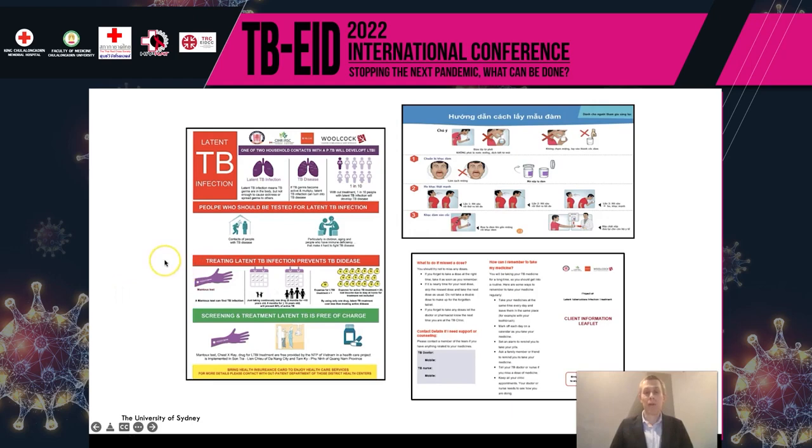This is an example of the material that was used. So this is in English, but it was translated into Vietnamese. Information about what is latent TB, information about TB occurring more often in contacts, and who should be tested for it, what was the treatment that was available, and that it was free of charge to be screened and treated for latent TB infection in these clinics. We also had some guidance for how to produce sputum, and some information for those who started on latent TB treatment about what happened if they missed a dose and how to manage adverse events.